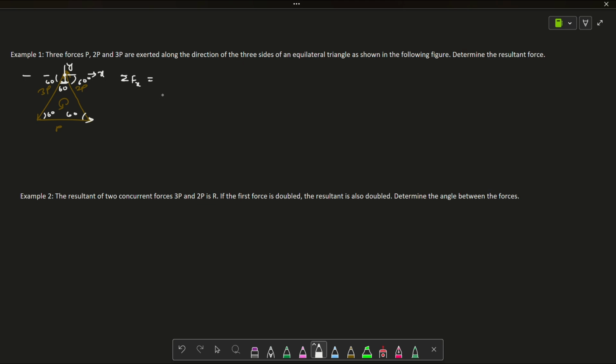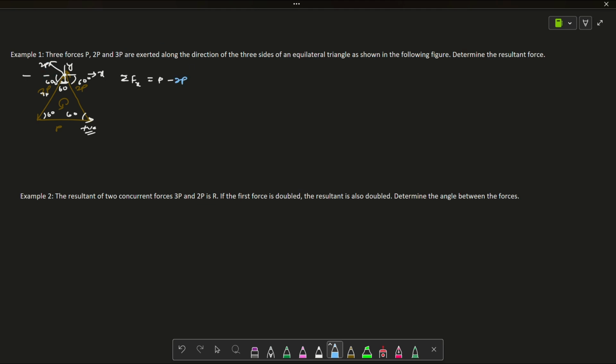Now we will resolve the forces. Let's take this direction as positive, so P would be P. This force 2P would be like this, and 3P is in this direction. I will change the color to make it easier for you. 3P is in this direction and 2P is in this direction, meaning both forces are in the negative x.